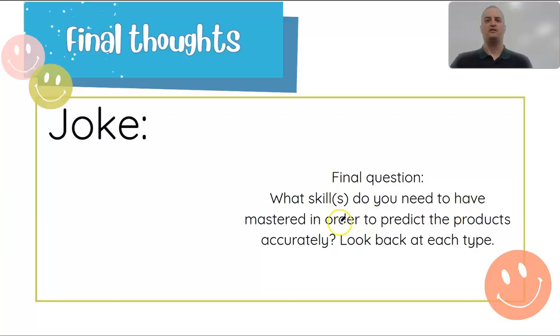With this final question, list off what skills you need to have mastered in order to predict products accurately. Look back at each type, because this is going to be critical for our last point when we're correcting chemical equations. Come in with your questions, and I'll see you soon.